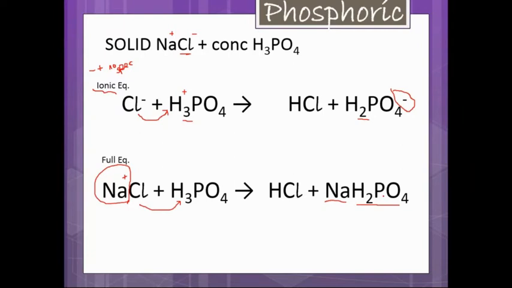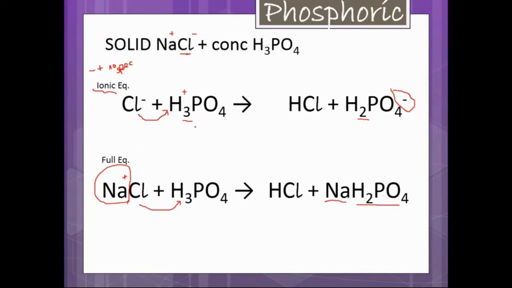It is a question. So, if it was sodium iodide, would it still make the sodium hydrogen phosphate still? Yeah. So, in that case, what you would get, it'd be a hydrogen iodide and the sodium hydrogen phosphate, assuming, obviously, that's with the phosphoric acid, not the sulfuric.